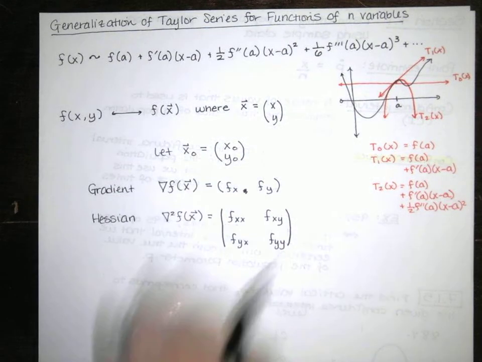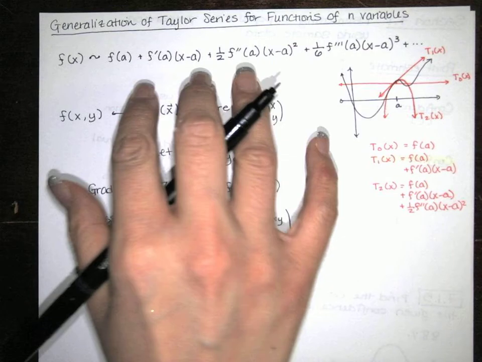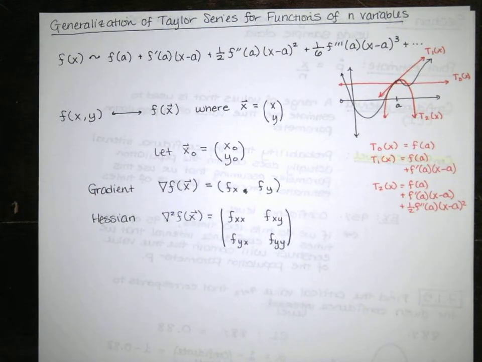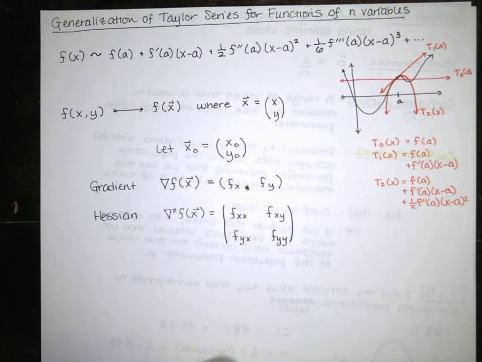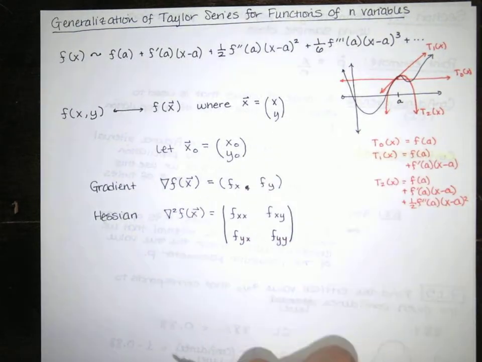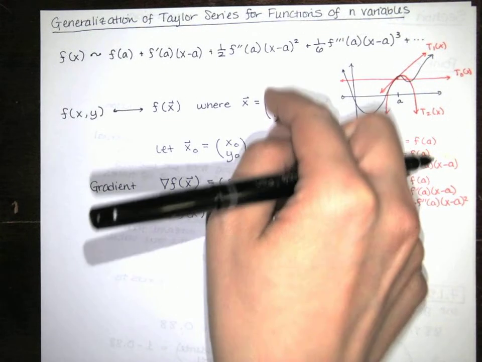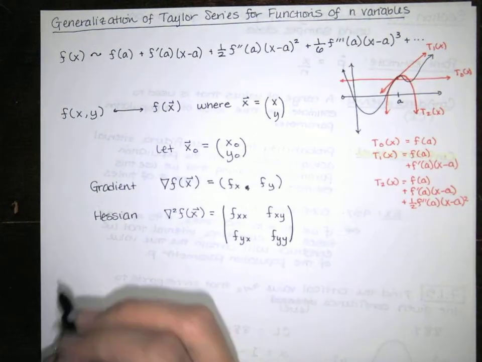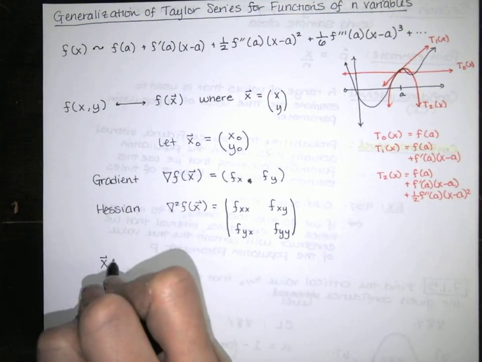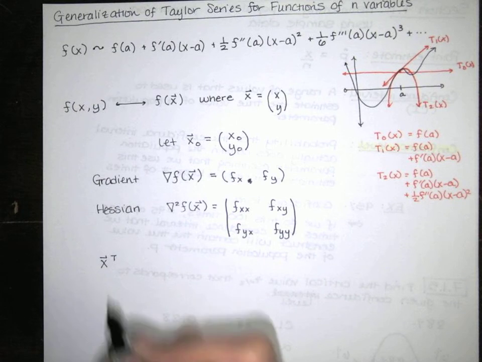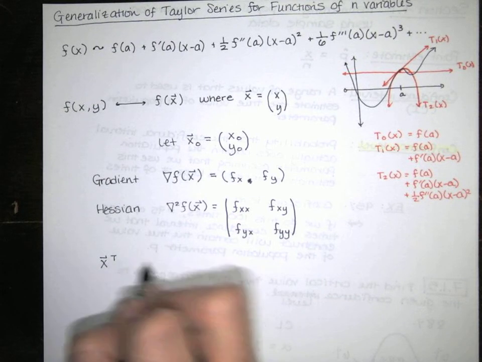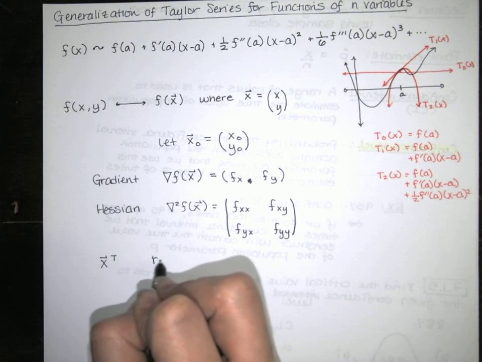Well, one other thing that we need to know before we write down something that looks like this. If you have a column vector, like this vector xy, and you want it to be a row vector, you want to just change this column into a row, you write it this way, and that little t means transpose. So this is x transpose.